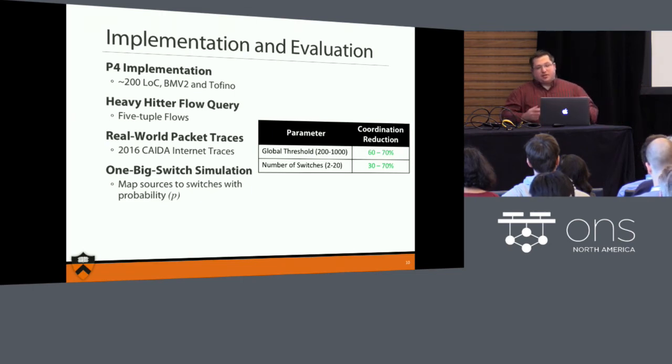As we increased the number of switches from 2 to 20, this effect became less pronounced, but even at up to 20 switches, we still saw a 30% reduction in the communication overhead.